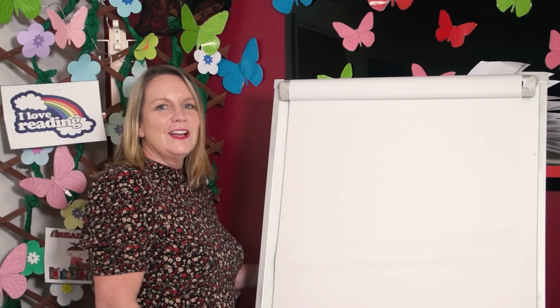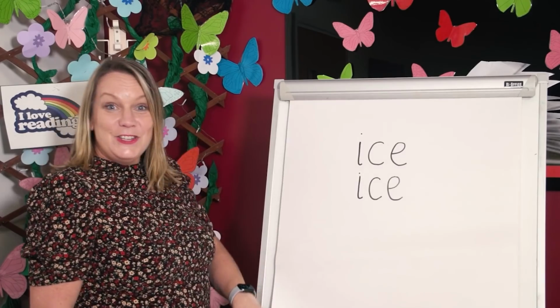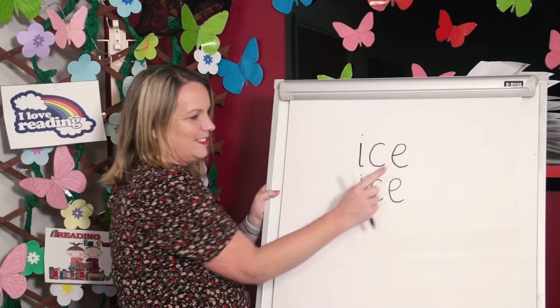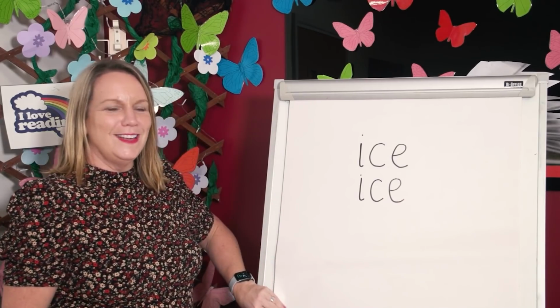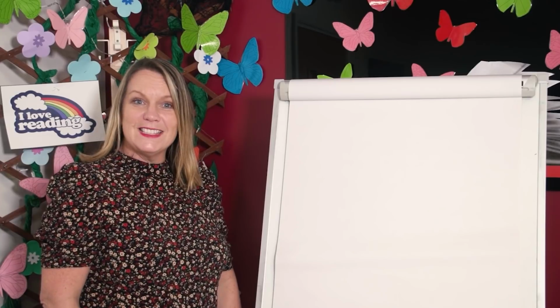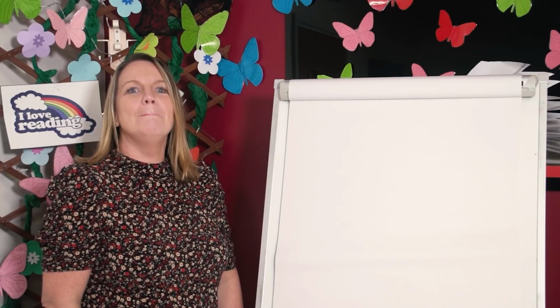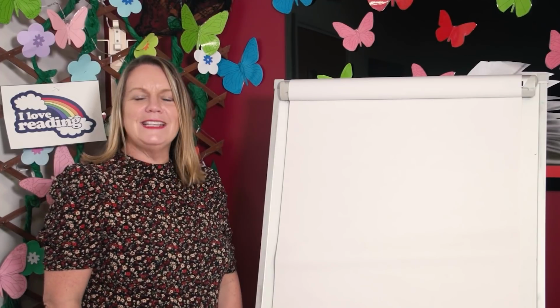Brilliant. Let's check our spelling. You show me your spelling. Did you get it right? Ice. Well done. Let's spell another. Let's spell mice. Segment the sounds with me. Mice. M-I-C-E.